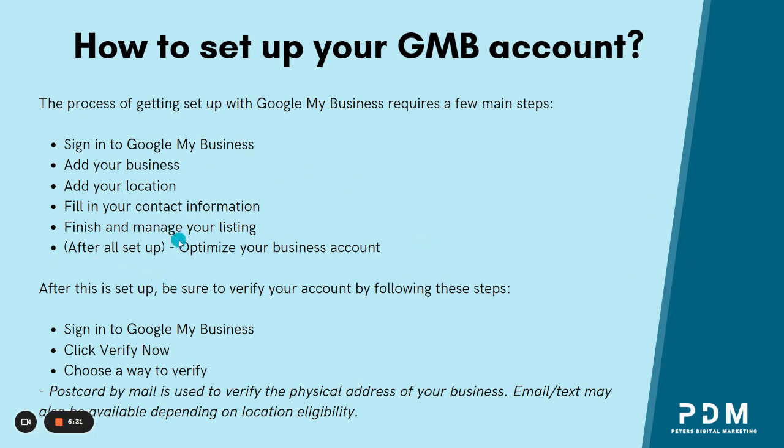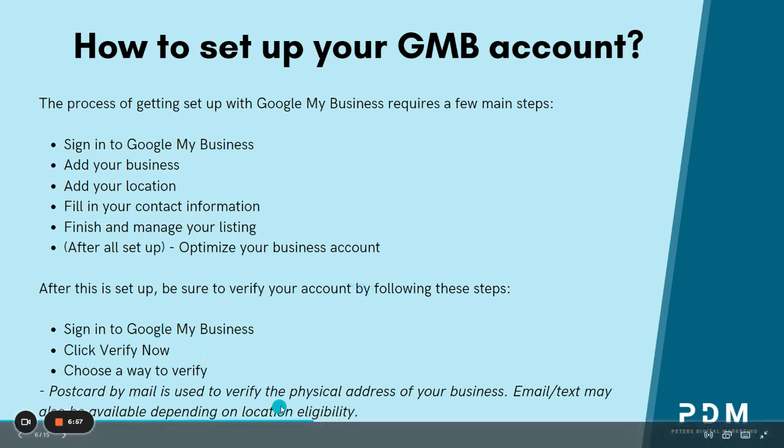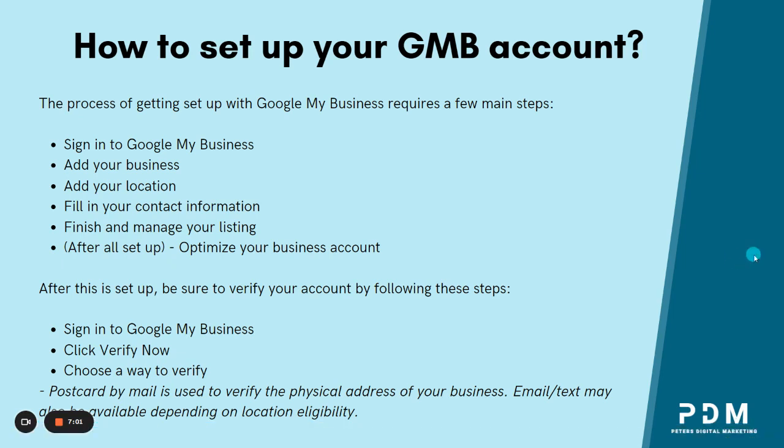After this is set up, you actually need to make sure that you verify your account by following these steps. You need to sign into Google My Business and click the verify button, and you can choose a way to verify. What I needed to do was postcard by mail. It's used to verify the physical address of your business, but in some areas you can also use email or text. So if you just log in and click verify now, you should definitely do that because it helps you use your Google My Business account in an optimal way.